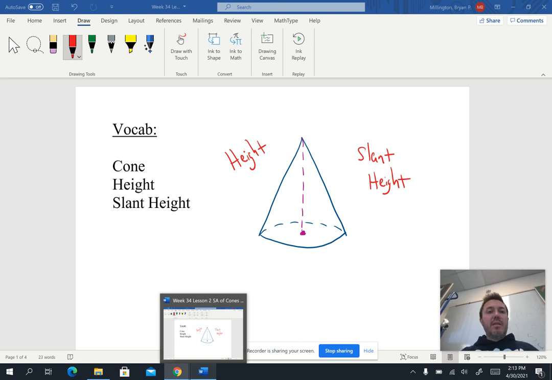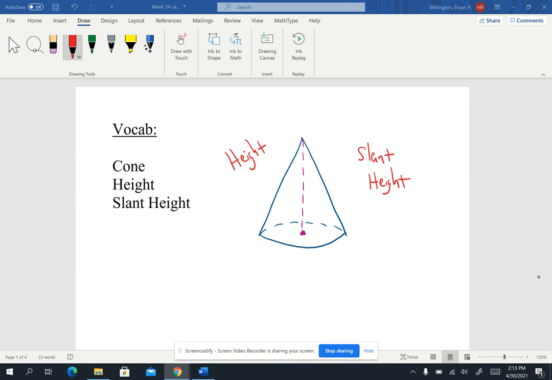This video is all about finding the surface area of cones. So let's go ahead and get started. This is a cone. I drew a quick picture of a cone. Y'all have seen cones before.